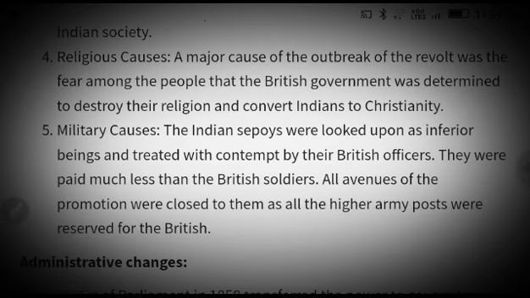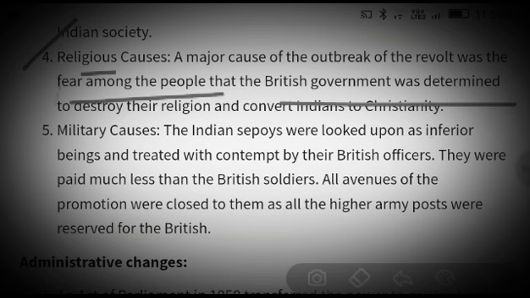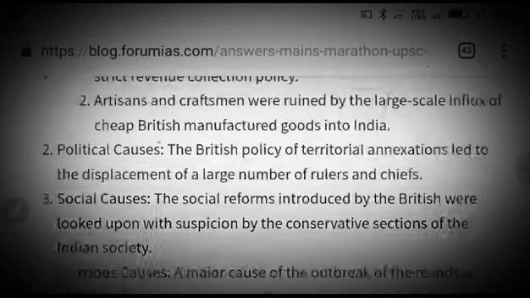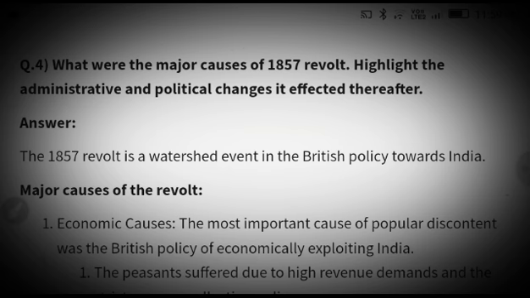Next, religious causes. A major cause of the outbreak of the revolt was the fear among the people that the British government was determined to destroy their religion and convert Indians to Christianity. So here the question asks what the major causes of the 1857 revolt were. First give the causes, and then highlight the administrative and political changes it affected.